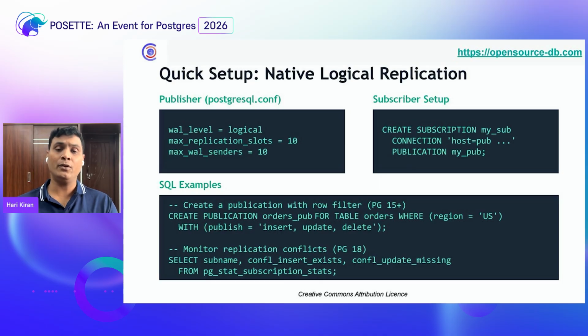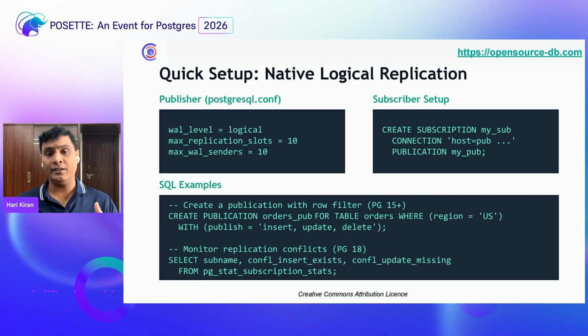Now, look at the more advanced SQL example there, right? Which is PG15. You can create a publication with a row filter, like I said, right? You're saying region is specifically US. You want only those matching rows broadcast. And then, you can specify exactly which operation to publish, whether you need an insert, whether you need a delete, or you need any combination of them.